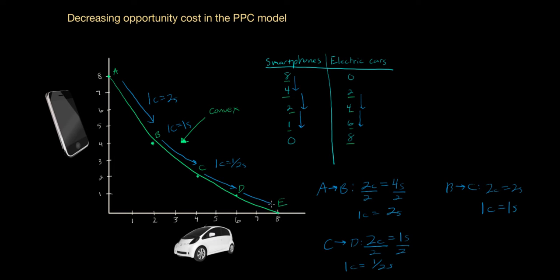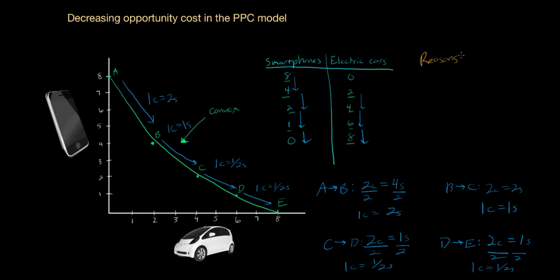And we're going to see finally that as it moves from D to E along the production possibilities curve, the country gains once again 2 more cars, and the cost is only 1 smartphone again. So the cost once again is, divide both sides by 2, 1 car equals 1/2 of a smartphone. Along this production possibilities curve, the opportunity cost of electric cars in terms of how many smartphones had to be given up is decreasing.